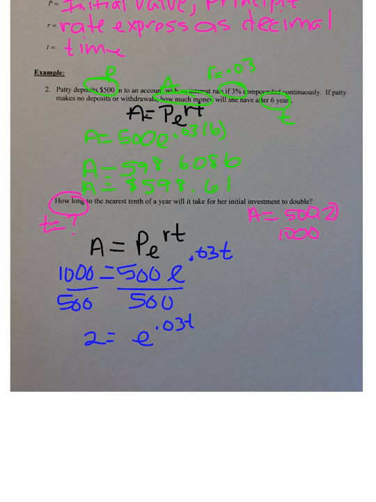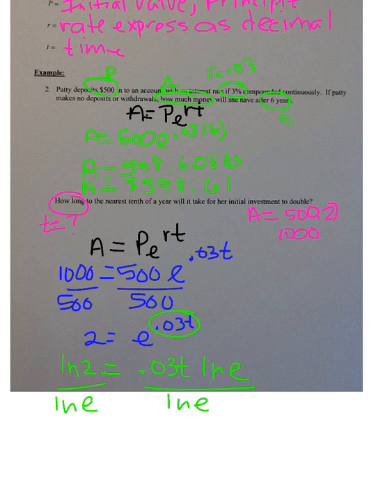So now I have my exponential here. It is base E. So remember, when you do have base E, you use ln. So you ln both sides. So ln 2 equals, same thing, exponent goes in the front, 0.03t ln E. Divide both sides by ln E.